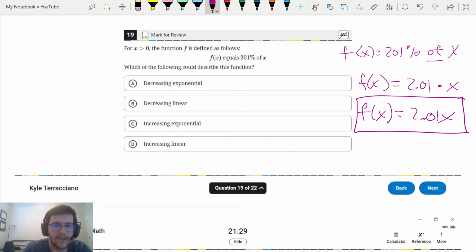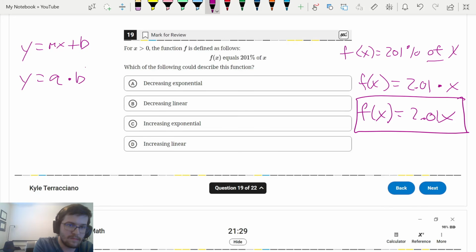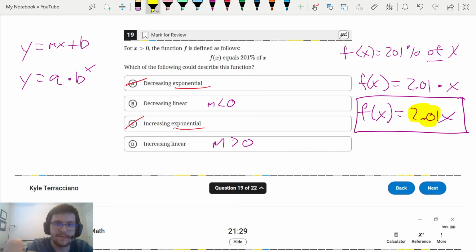Hopefully you're realizing, okay, so we've got exponential and linear. It looks more like the linear function, right? mx plus b. So these guys are out because they say exponential. And then decreasing. It would be decreasing if the slope were negative, and it's increasing if the slope is positive. You see the slope is 2.01, so the slope is positive. So it is increasing linear. So this one is wrong.